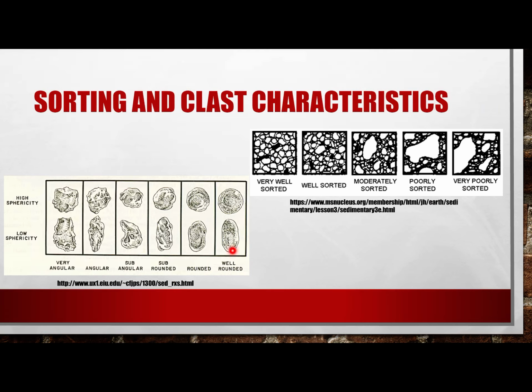So we can see here, these tend to be well-rounded. Over here, more angular, more sharp corners and edges. And it progresses toward more rounded. It also gets more sorted. So the further it goes, the smaller the pieces get, the better sorted they are. If it didn't travel very far, it would be poorly sorted. You could have large chunks mixed around with all the small pieces, and they could also be very angular.